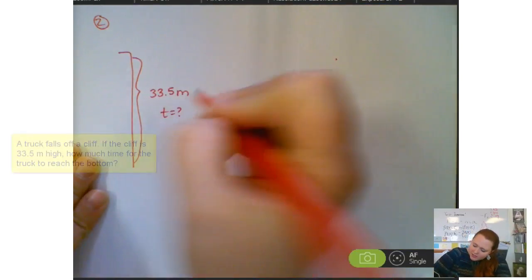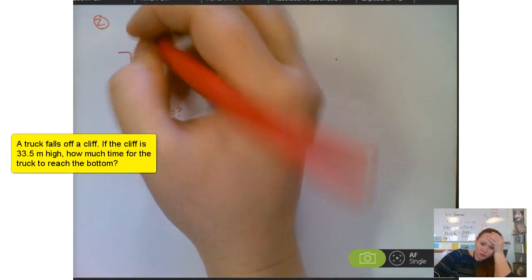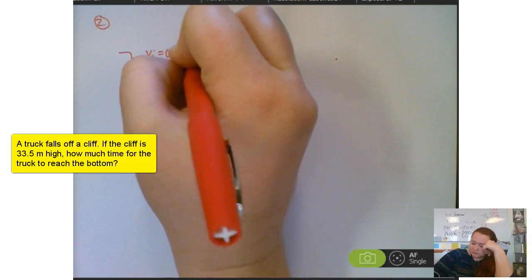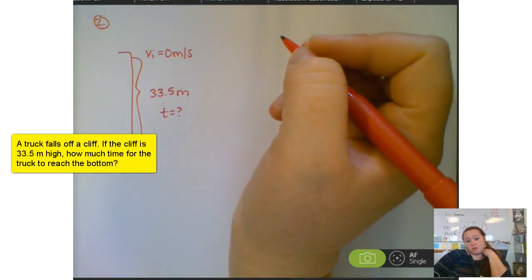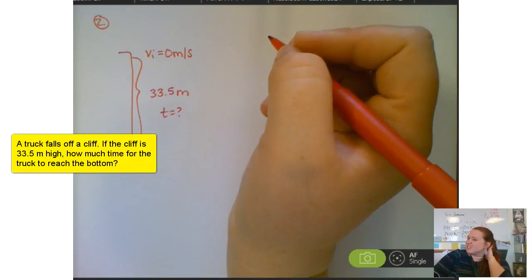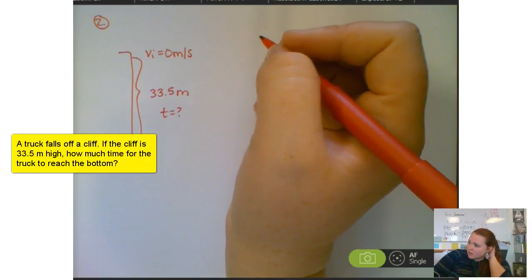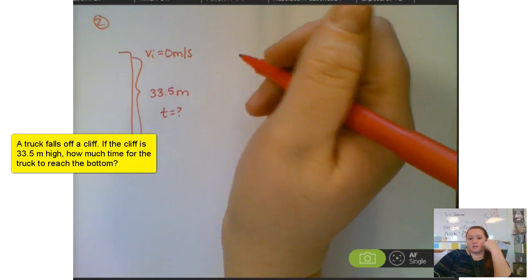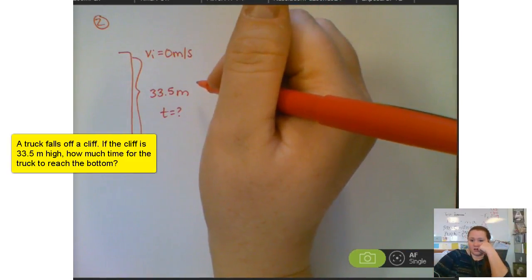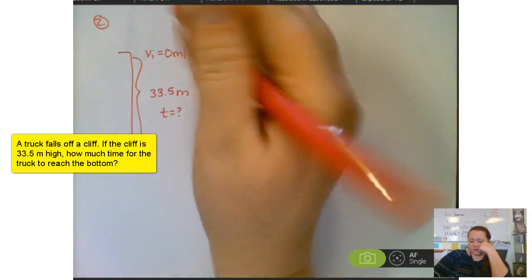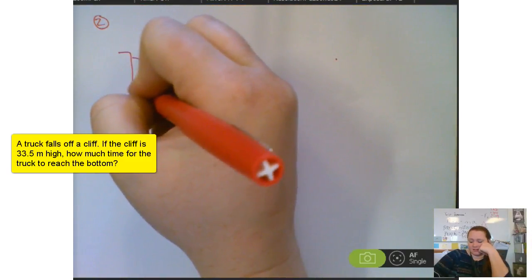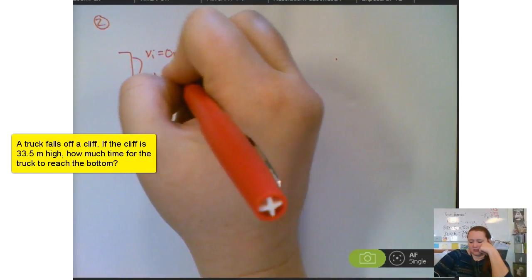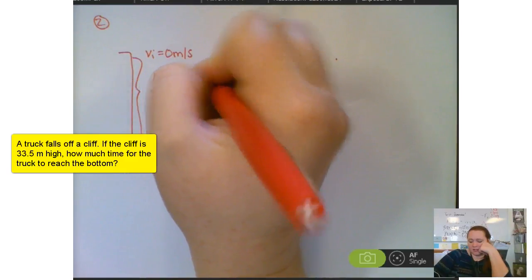So I don't know my time. Now we can assume that before the truck was falling, its initial speed was 0. A lot of times when you don't know an initial velocity, when it's not given to you, you can make an assumption that it's going to be 0. I'm going to make this actually my displacement. So the distance that I fall is going to be negative 33.5 because we're falling down.